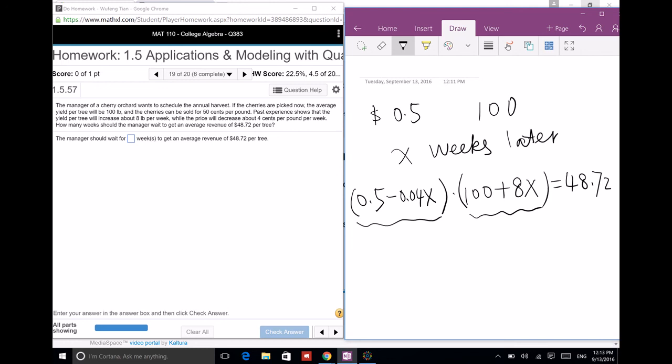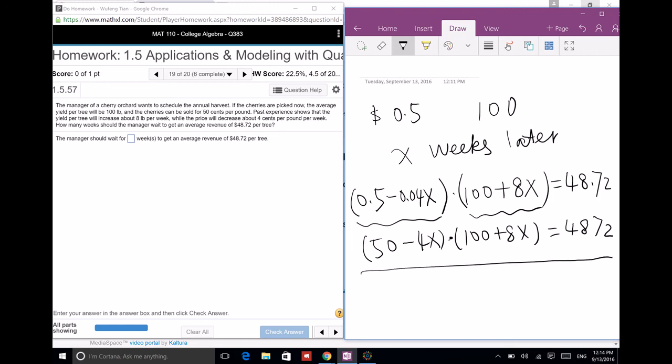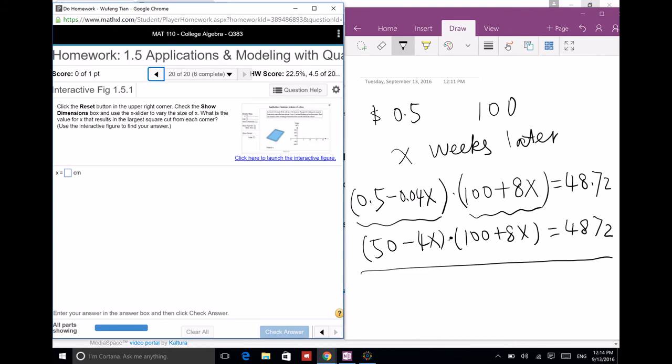Well, I think what you can do is multiply both sides by 100. If you multiply this by 100, you're going to get (50 minus 4x) multiplied by (100 plus 8x) equals 4,872. So multiply by 100 here on the left side, because with this multiplication you only have to multiply one of the factors. That's enough. So you solve this equation, FOIL it out, simplify the quadratic equation, then you will get that. Okay. Last one.